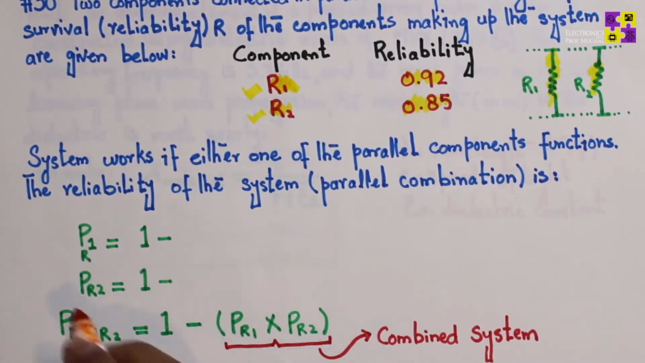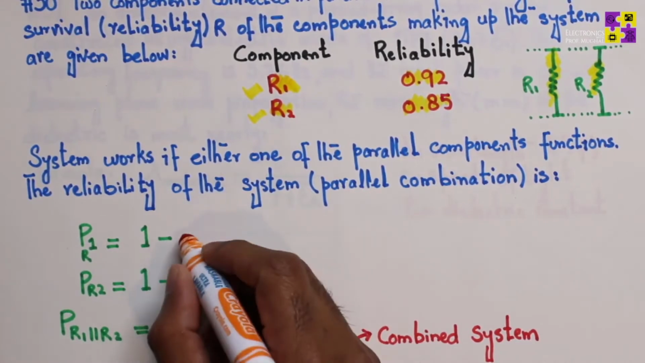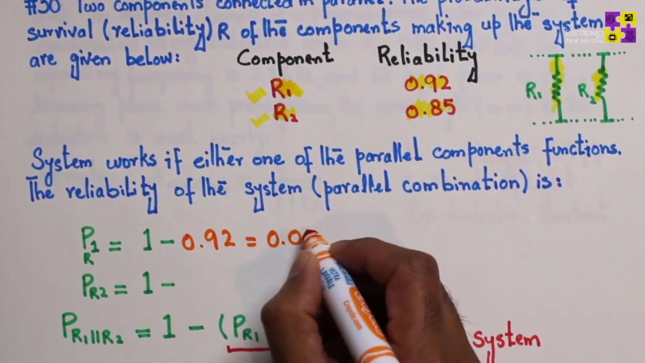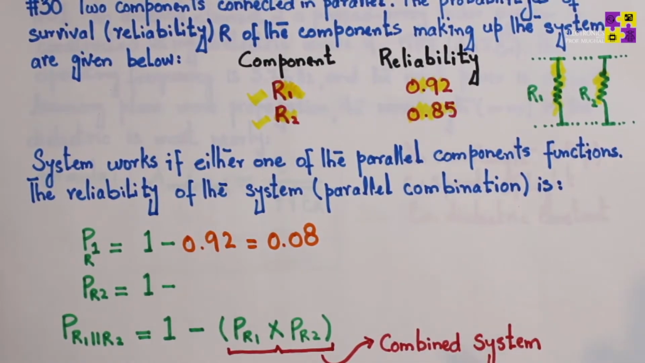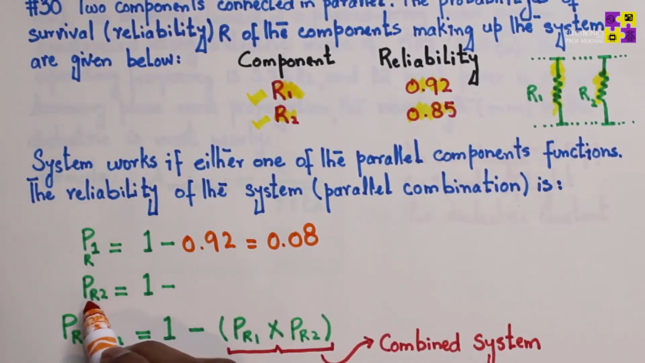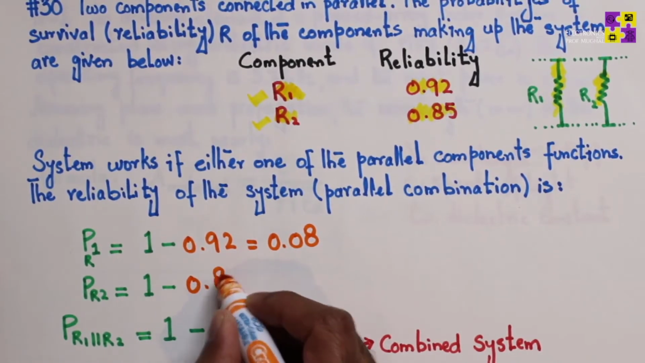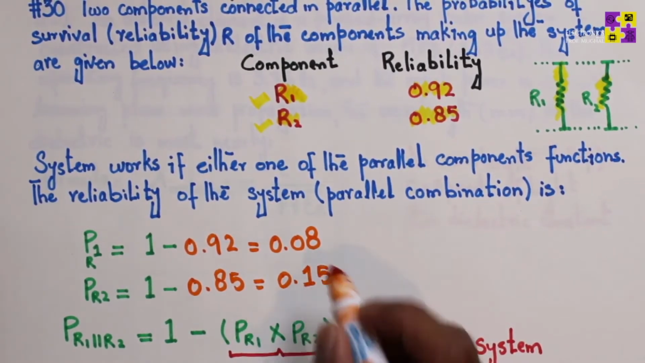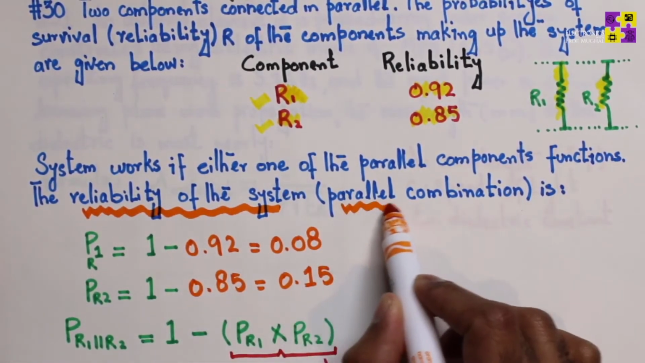For the resistor R1, the non-reliability would mean 1 minus 0.92, which gives us 0.08, right? This is the non-reliability rate, or the probability of a component being non-reliable, correct? Similarly, for resistor R2, we subtract 1 minus 0.85, and that gives us 0.15.